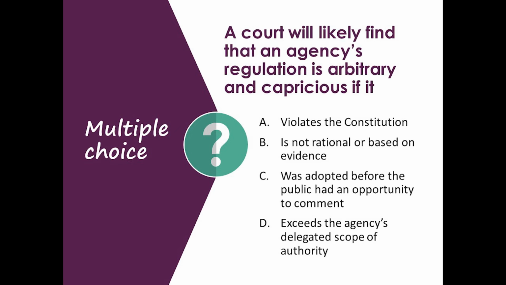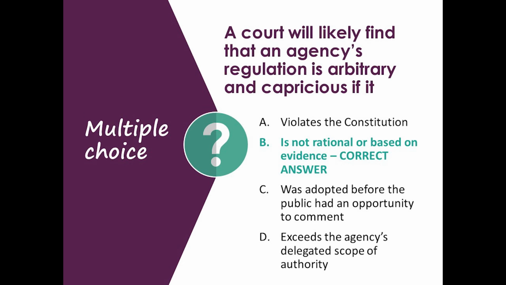A court will likely find that an agency's regulation is arbitrary and capricious if it A. violates the Constitution, B. is not rational or based on evidence, C. was adopted before the public had an opportunity to comment, or D. exceeds the agency's delegated scope of authority. If you selected B, you're right. The phrase arbitrary and capricious is just a fancy way of saying unreasonable, irrational, or not supported by the evidence.